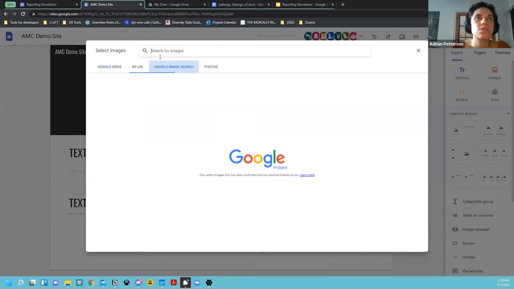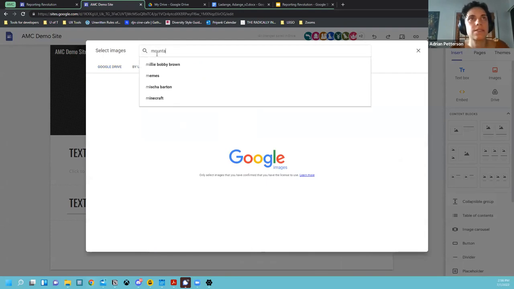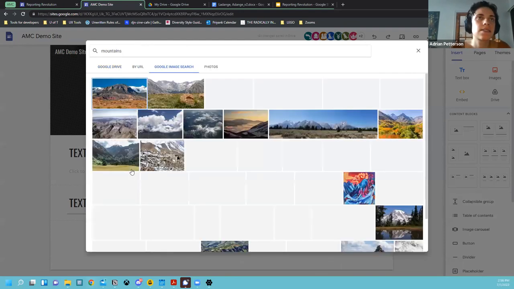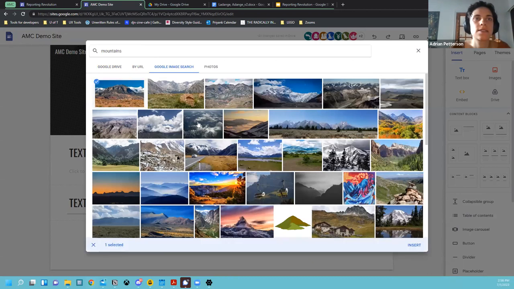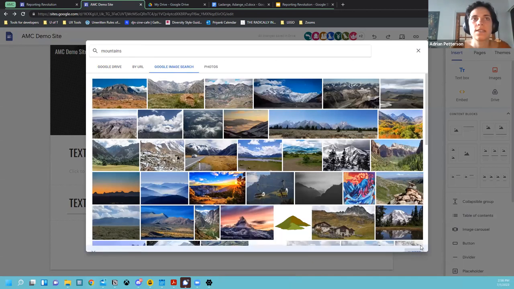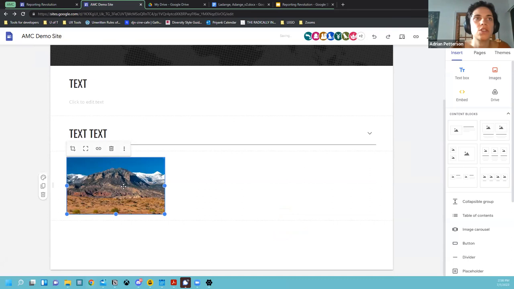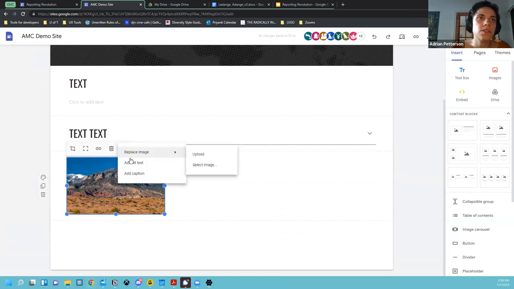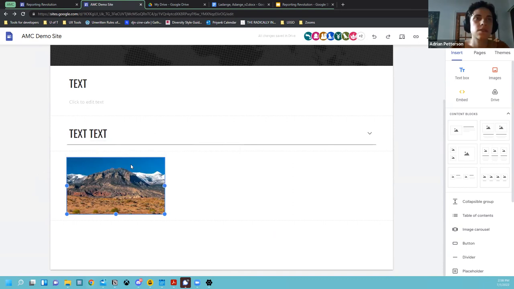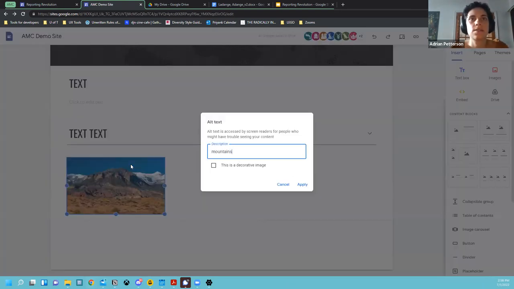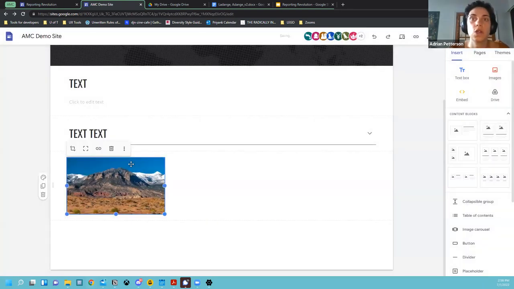So let's do a Google image search, mountains. Insert, creating image. So if you go to the more editing options, you can add alt text. So, mountains. That's a great question.